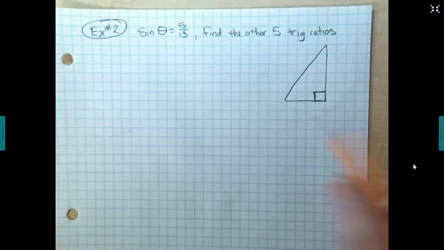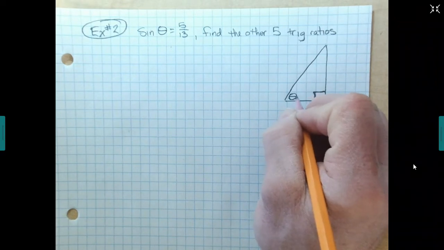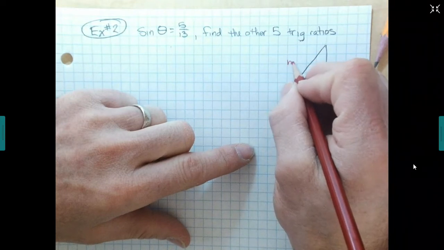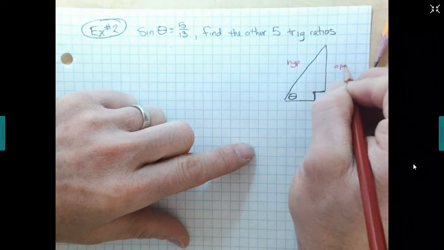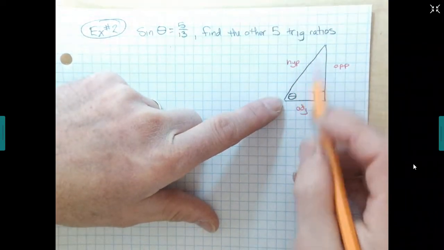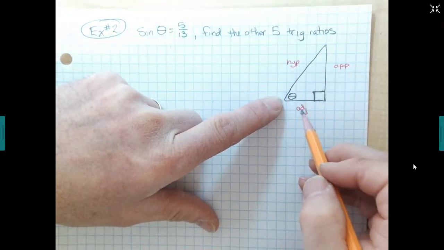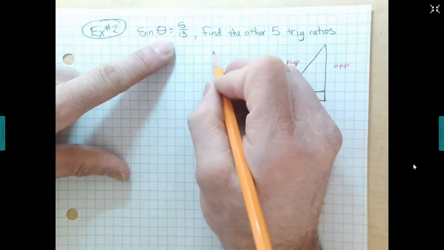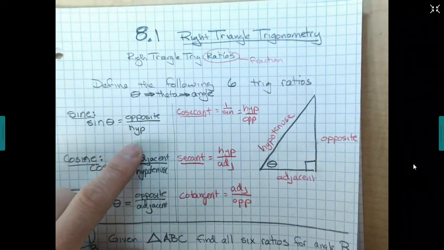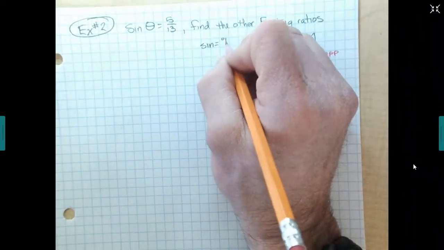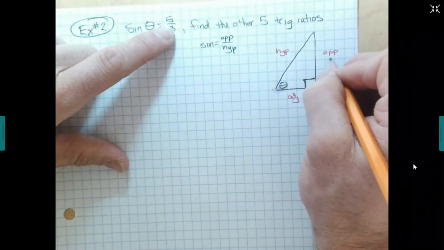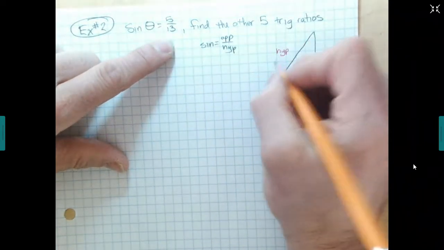So I'm going to pick an angle that I'm going from. I'm just going to pick this as my theta. This is my angle, this is my hypotenuse, this is my opposite, and this is my adjacent. So sine equals, when I look back here, opposite over hypotenuse. So 5 is my opposite, 13 is my hypotenuse.